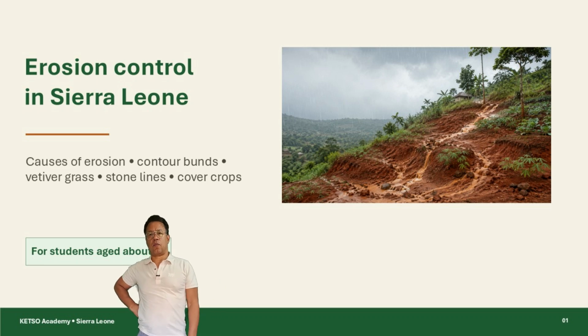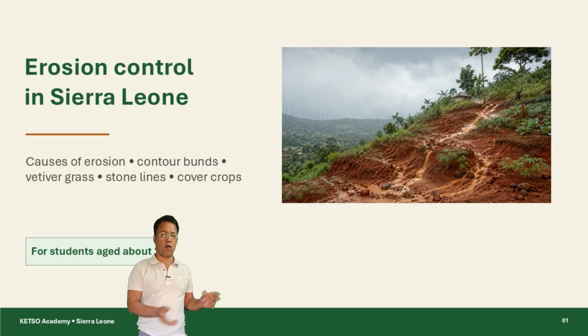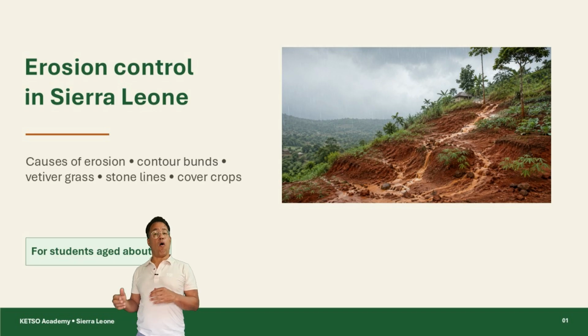Today, we will talk about erosion control. First of all, the definition of erosion. That's na soil at wey don was comot because of the heavy rain or because of heavy breeze, the topsoil don't comot.